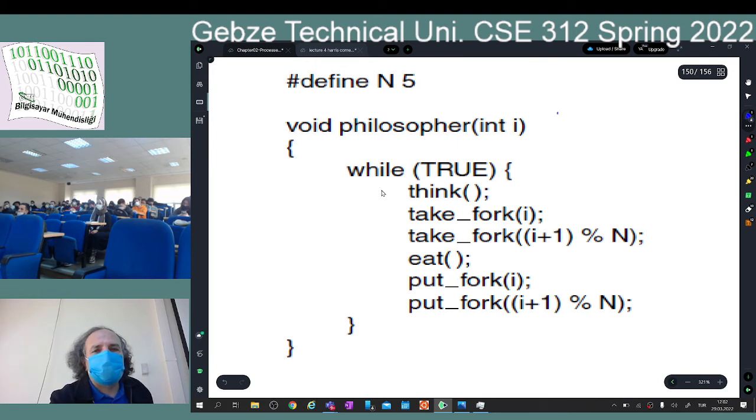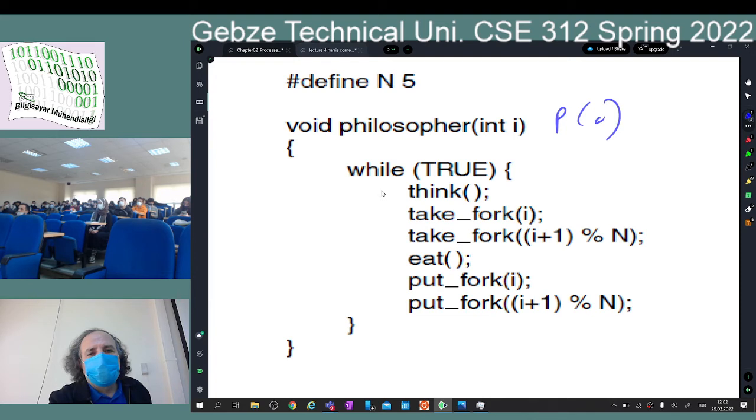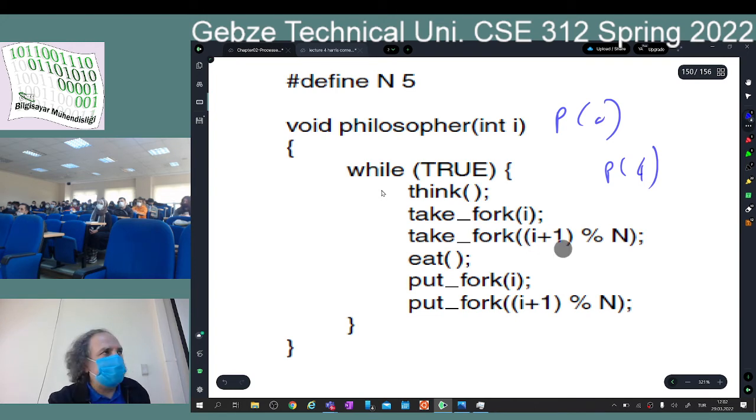I'm talking about this P0 now. I is 0, so fork number 0 and fork number 1. Modulo n is for P4. When I is 4, I plus 1 makes 5, and 5 modulo 5 is 0. So philosopher number 4 is going to take fork number 4 and fork number 0.